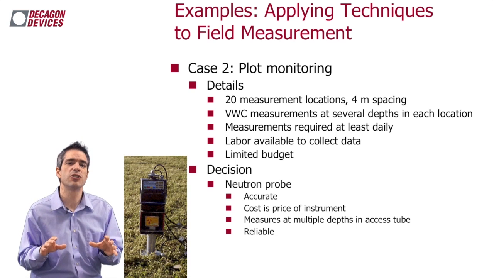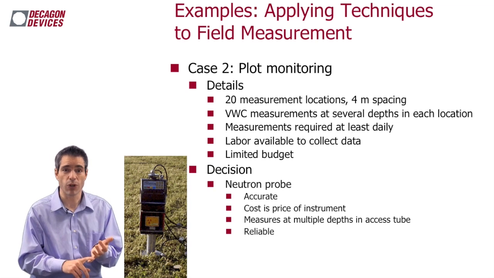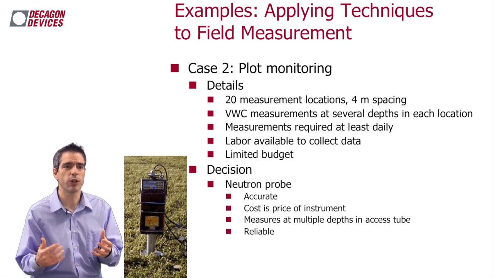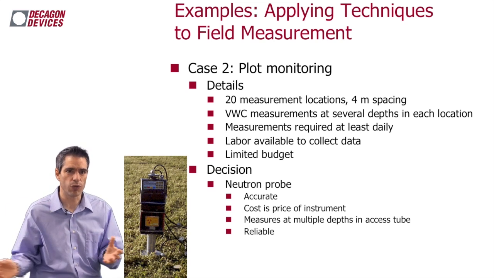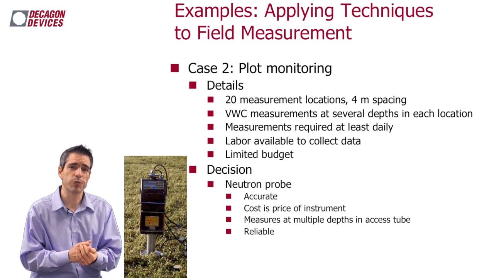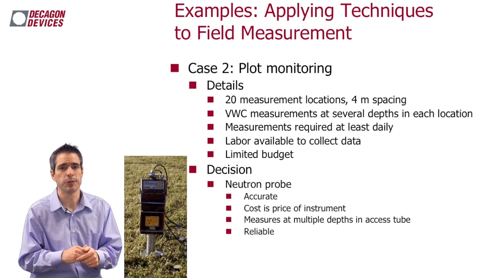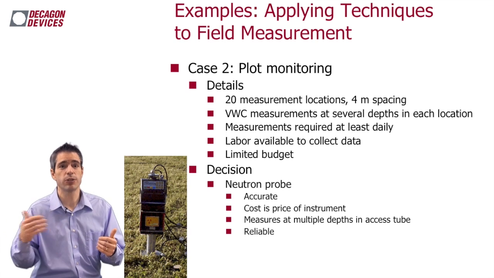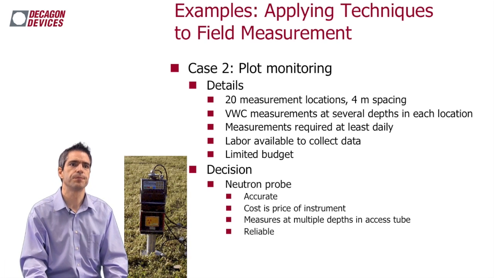Their best decision, I thought, was a neutron probe because, of course, they're accurate. We showed some of those data in that section that we talked about. The price is only the price of the instrument. So if you pay that price, you can quickly get back and not have anything else to buy. You can use that across the whole field. This measures at multiple depths and at multiple locations, which is fine, and these instruments are very reliable. So they had somebody available to do the work, and the neutron probe was the best choice there.